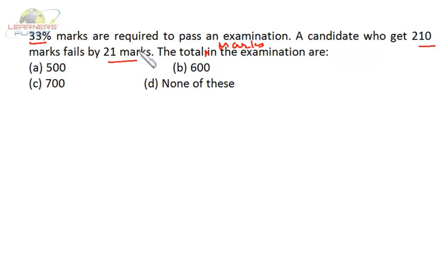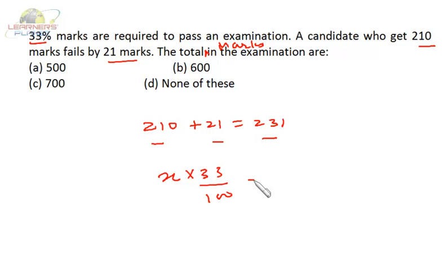Now 33% marks are required and the candidate is getting 210 marks and is failed by 21 marks. That means pass marks is 210 plus 21, that is 231. Since he's getting 210 marks and is failed by 21 marks, the total marks required to pass is 231. Now this 231 is actually 33%. Let the total marks be x, and 33% of this is 231. We have to calculate the value of x.